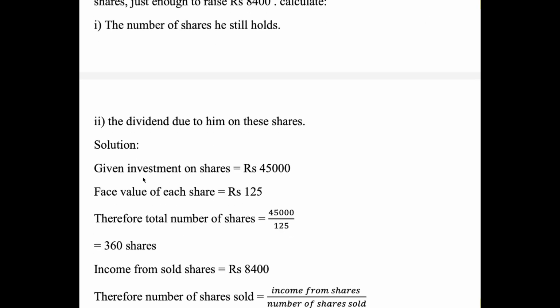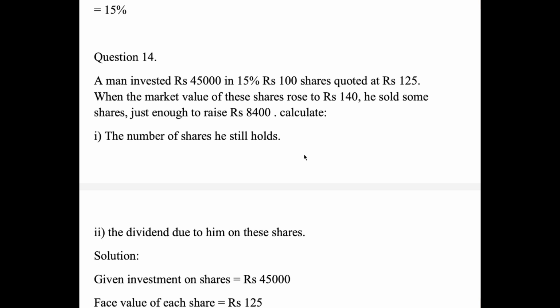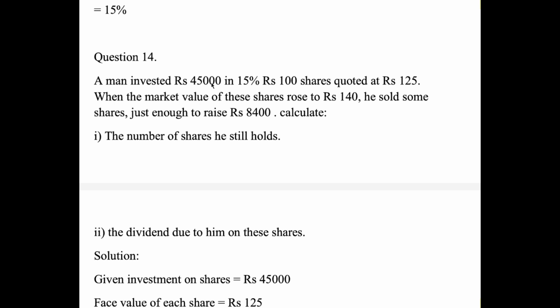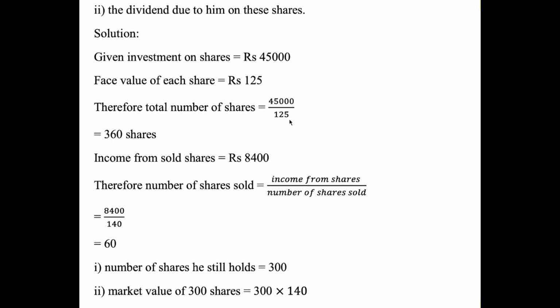That is, the investment given is 45,000, and the face value of each share is rupees 100. Here this should be the market value, whatever may be, that is 45,000 invested at market value. So it should be 45,000 divided by 125. The number of shares, 45,000 divided by 125, comes to 360 shares.